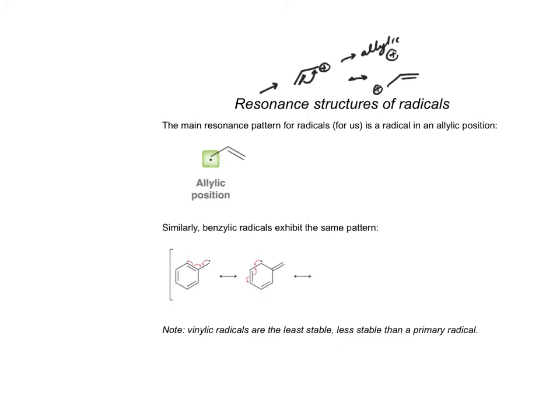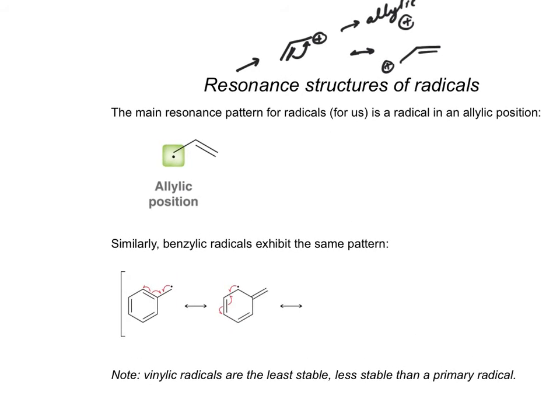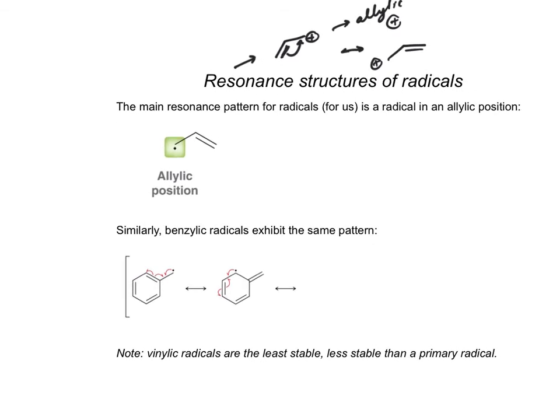We're going to learn a very similar type of pattern for our radicals, but just note that we're only going to learn one pattern for radical-based resonance, as opposed to the 4 or 5 patterns that we learned for our double-headed arrows in ionic-based resonance structures, okay? The only pattern for resonance structures that we can draw for radicals that we're going to learn is a radical in the allylic position. So we can call this an allylic radical, okay?